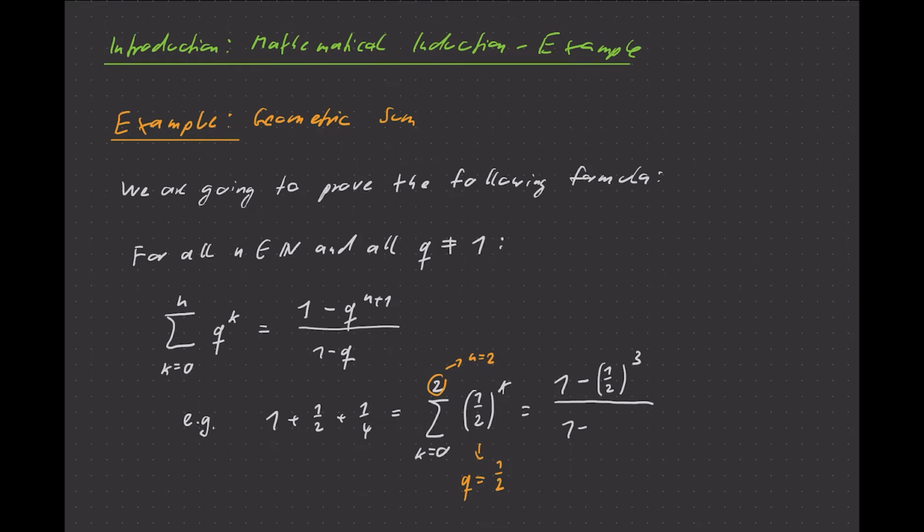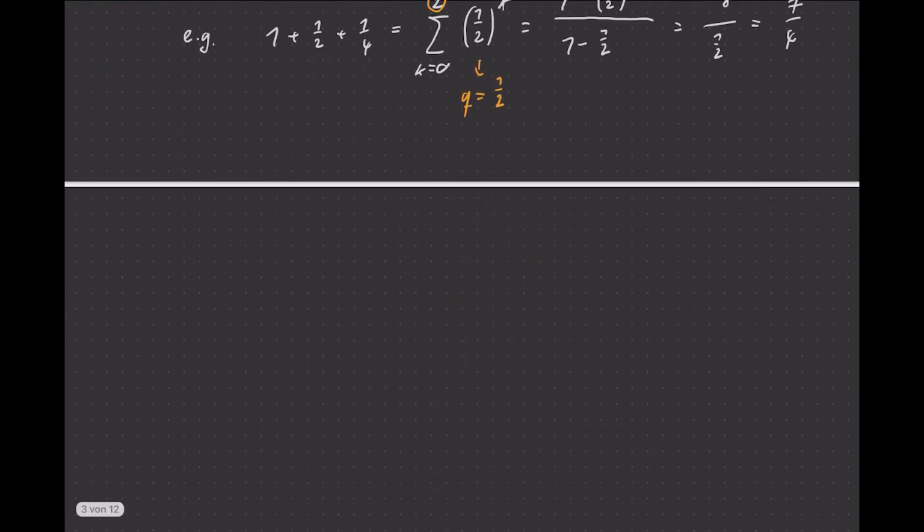Over 1 minus q, that is 1 minus 1/2. Okay, so this is 1 minus 1 over 8, 7 over 8, over 1 over 2, or in other words, 7/4. And if you look at the left-hand side, precisely what we get here. So this is 1/4, this is 2/4, that makes 3/4, and 4/4 makes 7/4. In this case, the formula actually works. And we're now going to show that it works for all of these cases using mathematical induction.